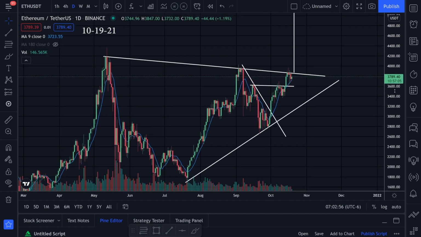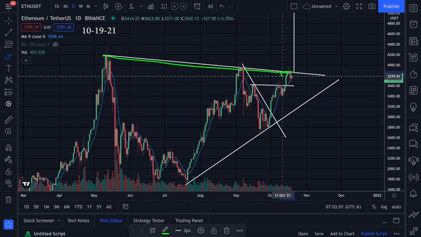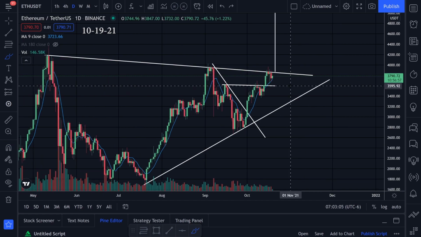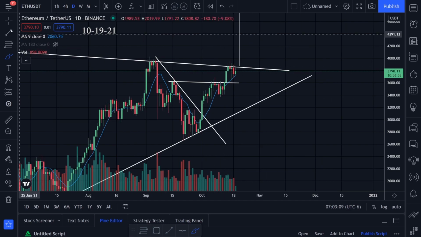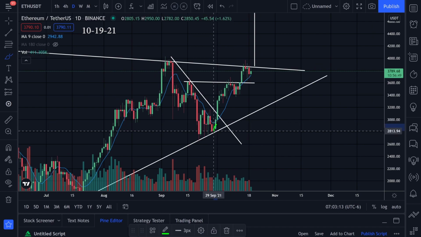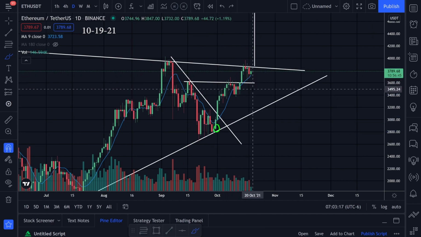Right now, we're pretty much sitting at this top resistance line right here. We have been for the past couple days. So we haven't really got a breakout yet, like I've been waiting for. But what we could look at right now in the meantime is we have support right here. We have support right here, and we have a little bit of support right here. We also have this 9 moving average right here.